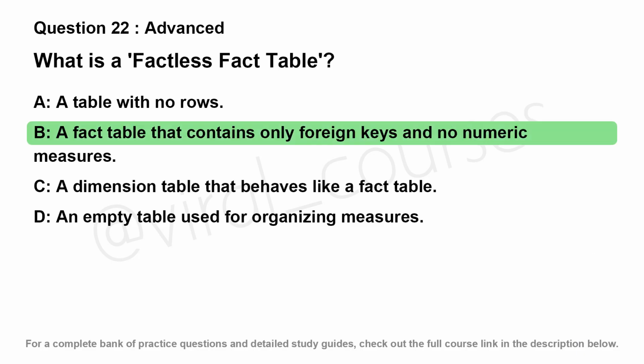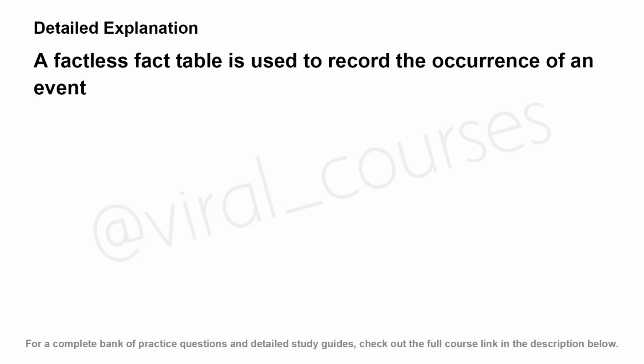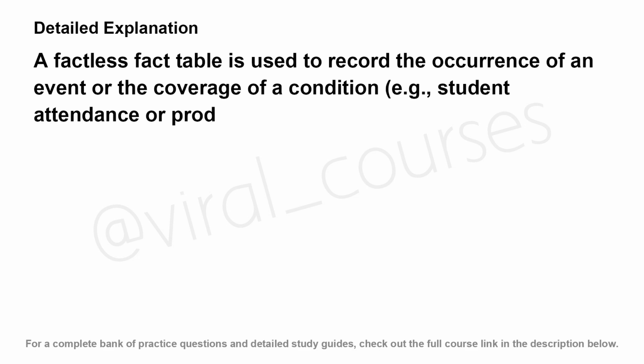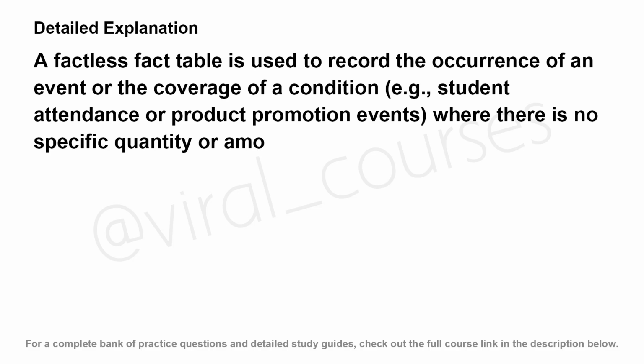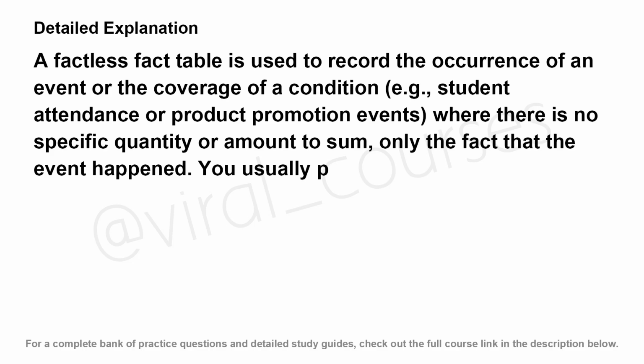The correct answer is B. A factless fact table is used to record the occurrence of an event or the coverage of a condition, e.g., student attendance or product promotion events, where there is no specific quantity or amount to sum, only the fact that the event happened. You usually perform a count on these tables.